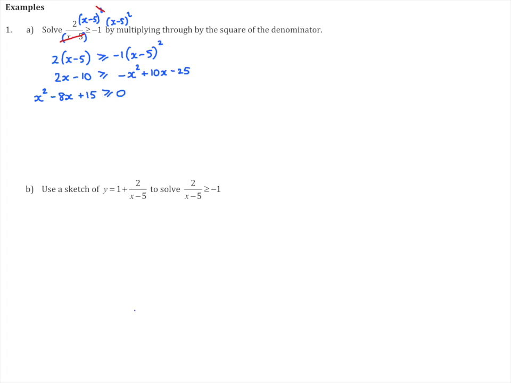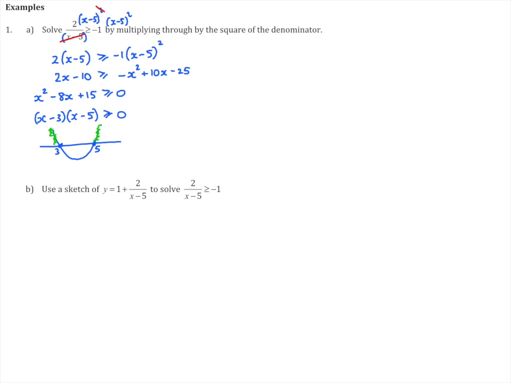That can be factorized. I know two numbers that multiply to give 15 and add to give minus 8 are minus 3 and minus 5, so (x minus 3)(x minus 5). If I draw a parabola representing this, because I've got a quadratic and it's a parabola, it goes through the x-axis at 3 and at 5. Which bits am I interested in? I'm interested in the bits above because it says greater than 0.